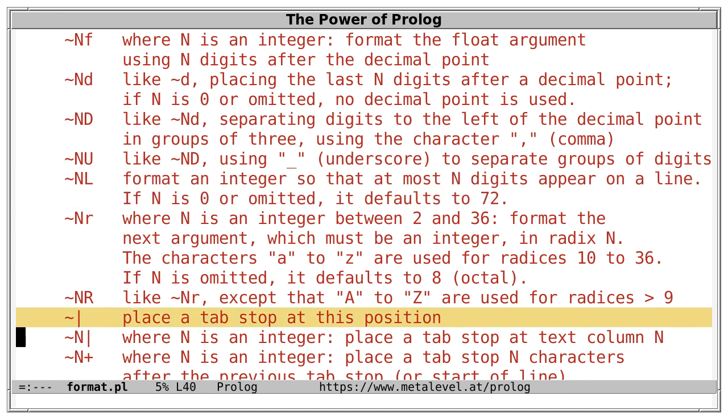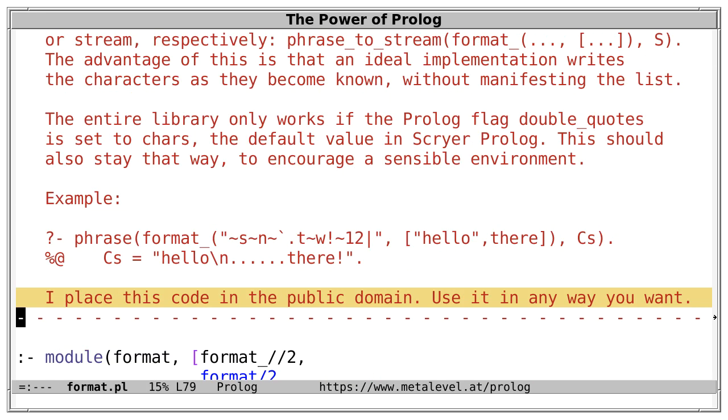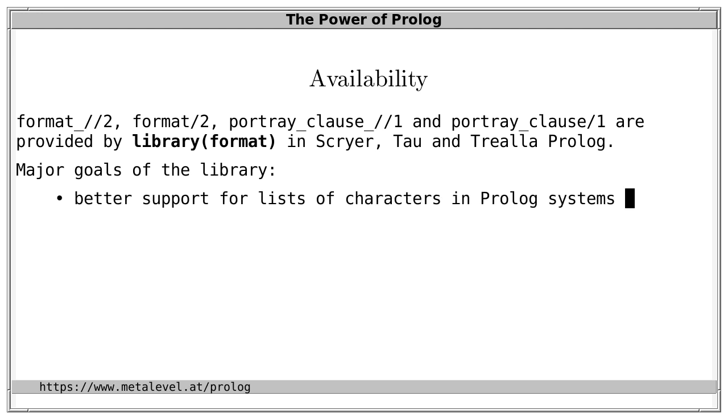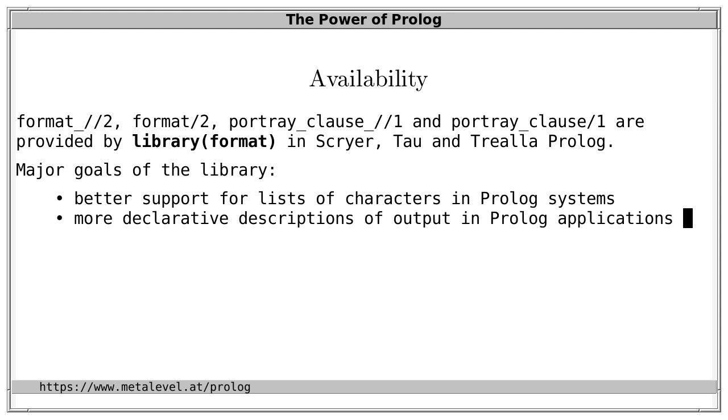Or just plain ~| without numeric argument to place a tab stop at this position. And maybe even more control sequences will become available in the future, so please refer to the source code for the latest features. And the good news is that the library is in the public domain, so you can freely include it in your Prolog systems and of course also in your Prolog applications. And if you use it, then you automatically also contribute to the goals of the library, namely giving Prolog implementers an incentive to support lists of characters more efficiently, because all these predicates reason about strings, and of course to describe output more declaratively in Prolog applications.